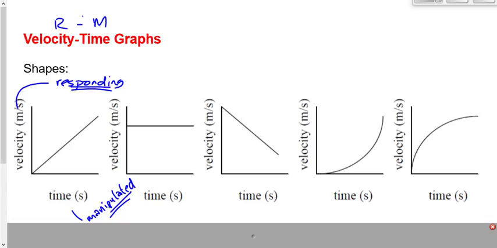So the first one, graph number one here, we got a straight line on a velocity time graph. If this was a position time graph, a straight line sloping upwards would mean constant velocity, constant positive velocity. But that's not what this is. This is not constant positive velocity. Look at it.